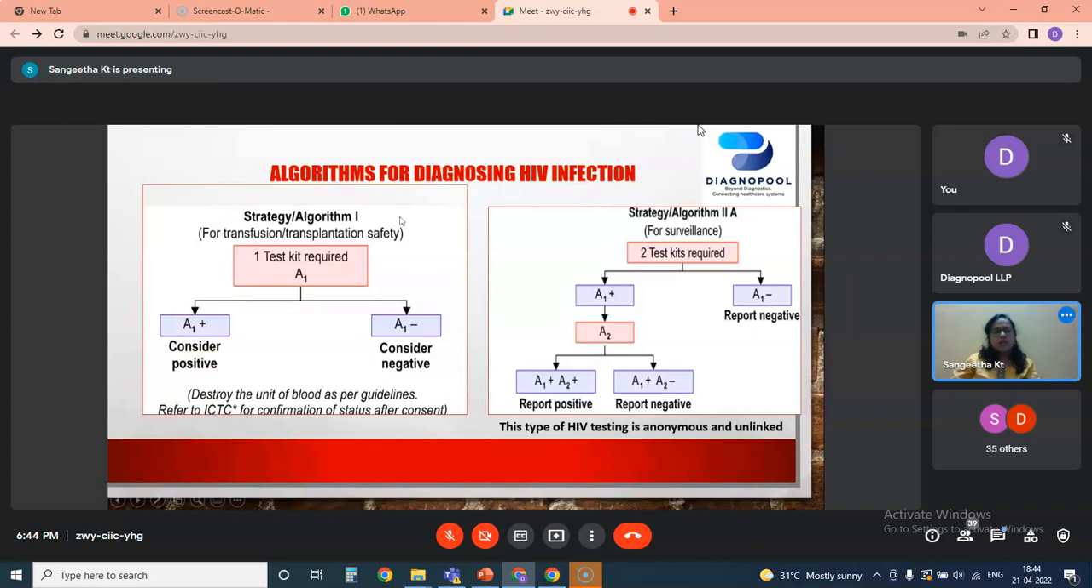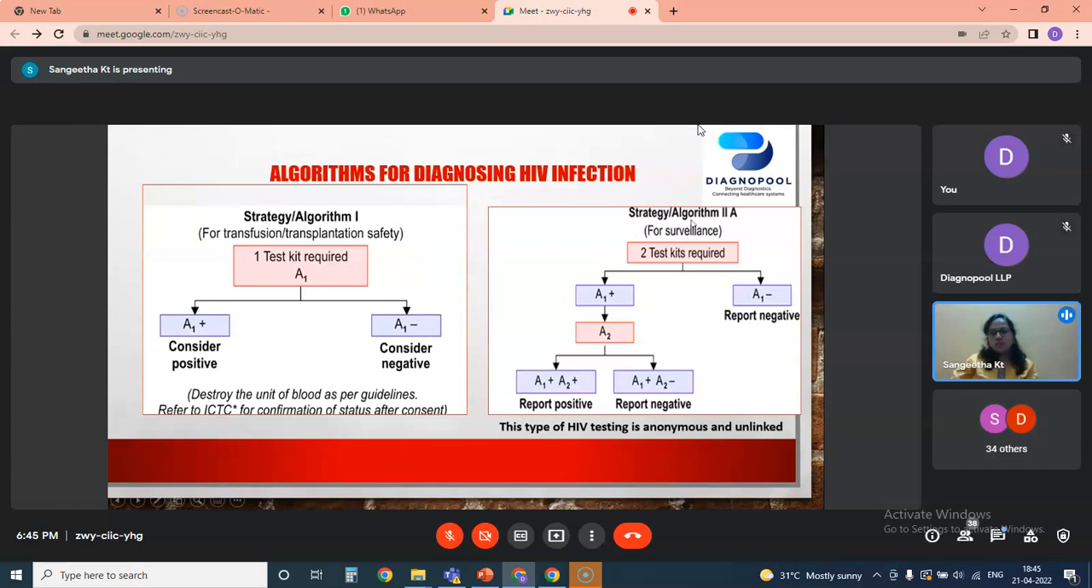According to NACO, we have three algorithms. The first strategy, algorithm one, is mainly used for transfusion or transplantation safety. Here we generally use one test kit, which is a highly sensitive test that should be able to pick up all the true positives. Once this test is positive, the donor sample is considered positive, and you need to immediately destroy the unit of blood as per the guidelines, and you can refer the patient to the ICTC for confirmation of his status after taking consent. Now if the test is negative, it is considered negative, and you can use the blood sample for transfusion.